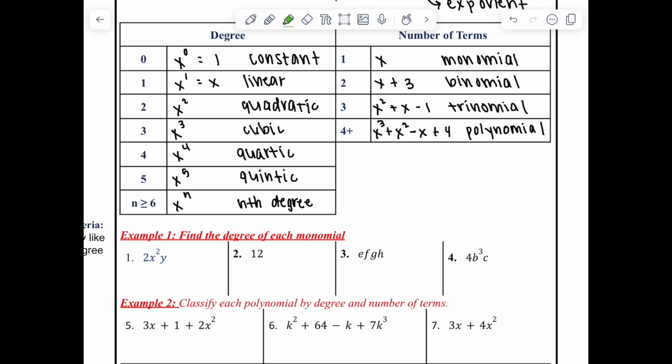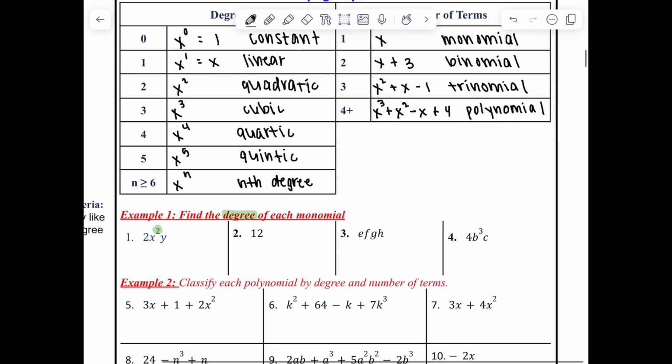Let's classify. Example 1 has you finding the degree of each monomial, and we know that degree means the highest exponent. The highest exponent in number 1 is 2, because 2 is a coefficient and doesn't really have an exponent. It has a 1, and then y has an exponent of 1. When the degree of the monomial here is 2, it's a quadratic degree. So that's second degree, quadratic.